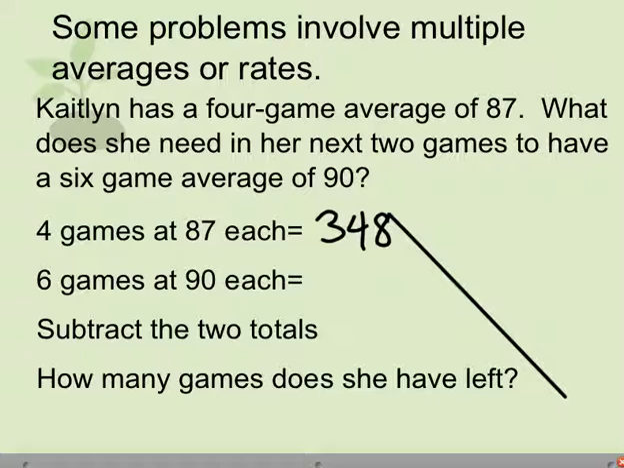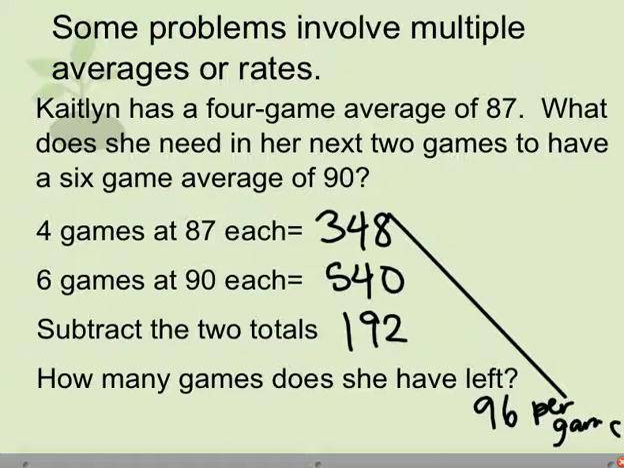We want 540 points, which means that in those next 2 games, she needs to get, we subtract the 2, she needs to get 192 more points. Well, if she only has 2 more games to do it, we need to divide that 192 by 2, and she needs to get 96 points per game in the next 2 games.